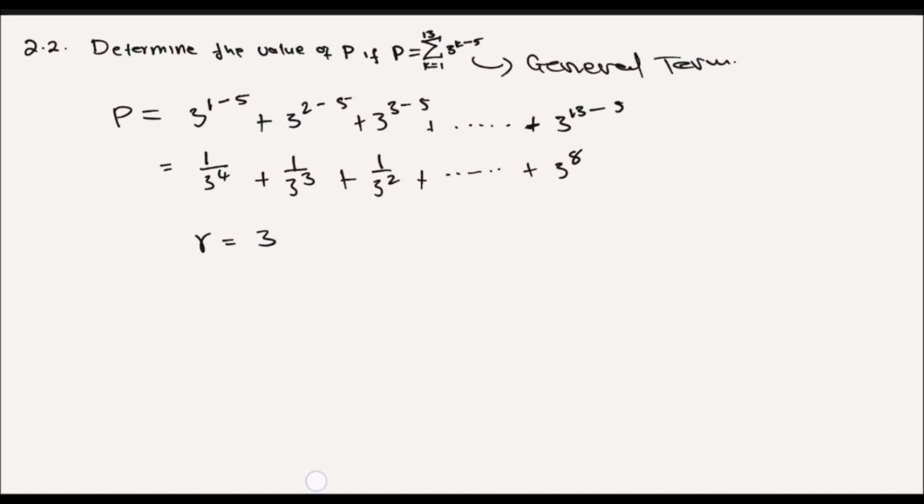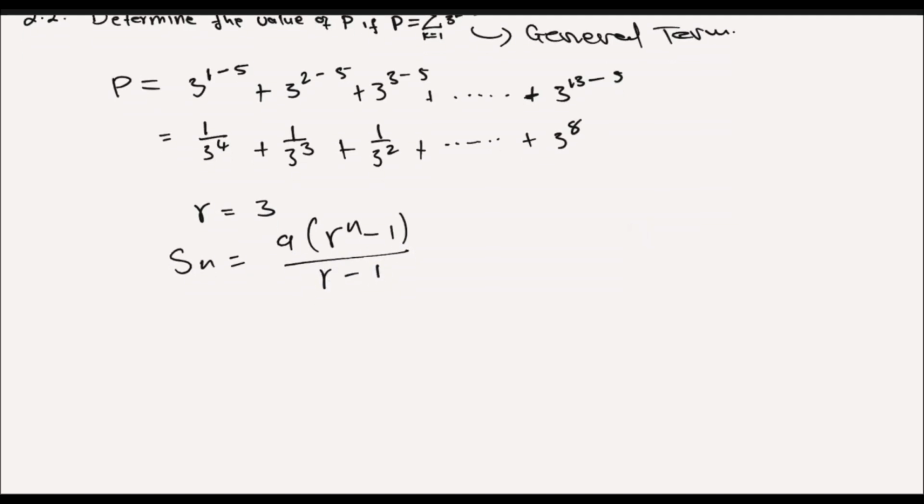All right, so our equation is Sn is equal to a times r to the power n minus 1, all over r minus 1. Okay, so now what are the things besides r that we need? We need the value of a. We also need the value of n. All right, so the value of a is right there, which is 1 over 3 to the power 4. That's equal to 1 over 81. All right, that's our value of a.